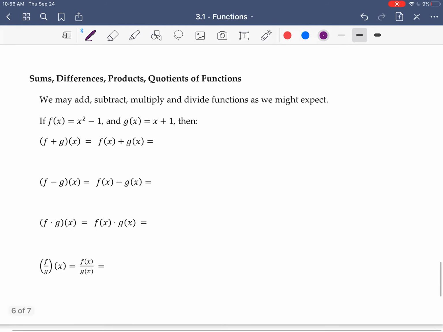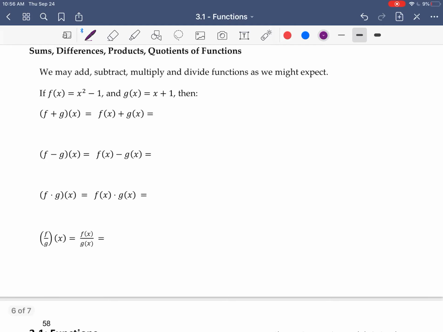Okay, so you can also combine functions. So some ways that you can combine is by adding them, subtracting them, multiplying them, dividing them. Okay, so here's an example of doing all of those things. So here I have two functions. Okay, f of x is x squared minus 1. G of x is x plus 1.